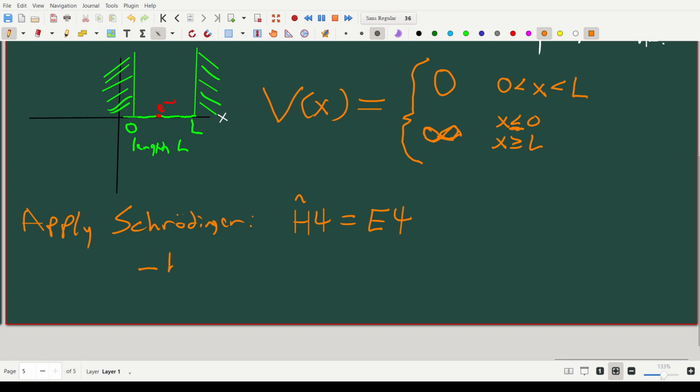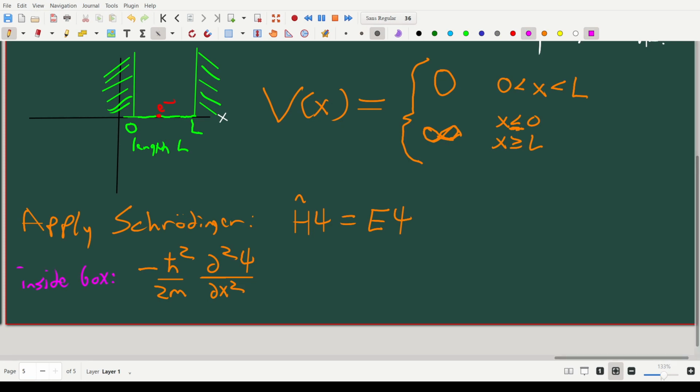So this is minus h bar squared over 2m d squared dx squared. Now I'm going to apply it to the wave function. So when we apply it to the wave function, we're taking the second derivative of the wave function with respect to position. Remember, we're only going to look inside the box. Outside the box, the energy is infinite, so we don't have to consider it. And we know that when we apply this derivative to the wave function, by the Schrodinger equation, we get the original function back times a number, E.